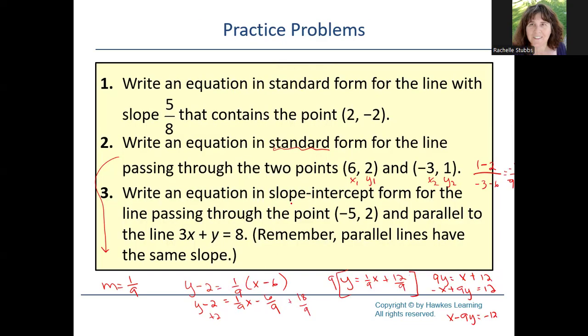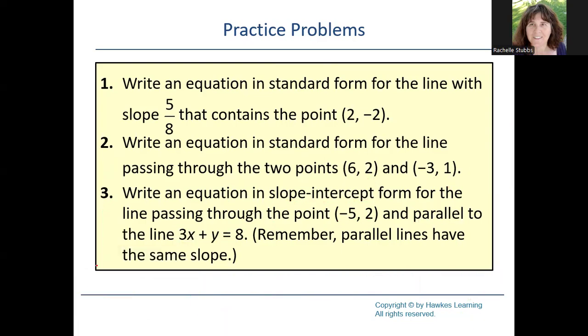Okay, and our last line. Write an equation in slope-intercept form for the line passing through the point (-5, 2) and parallel, there's my clue, it's parallel to this line. But I don't know the slope of that line. So I'm going to have to solve for y so that I can determine what its slope is. So let's erase here. If I solve this one for y, I'm going to get y equals a negative 3x plus 8. So its slope equals a negative 3.